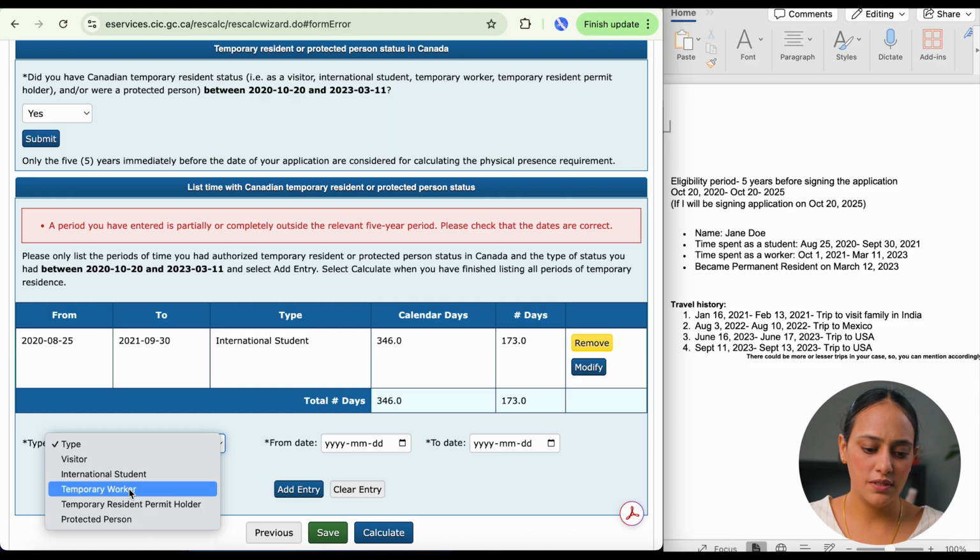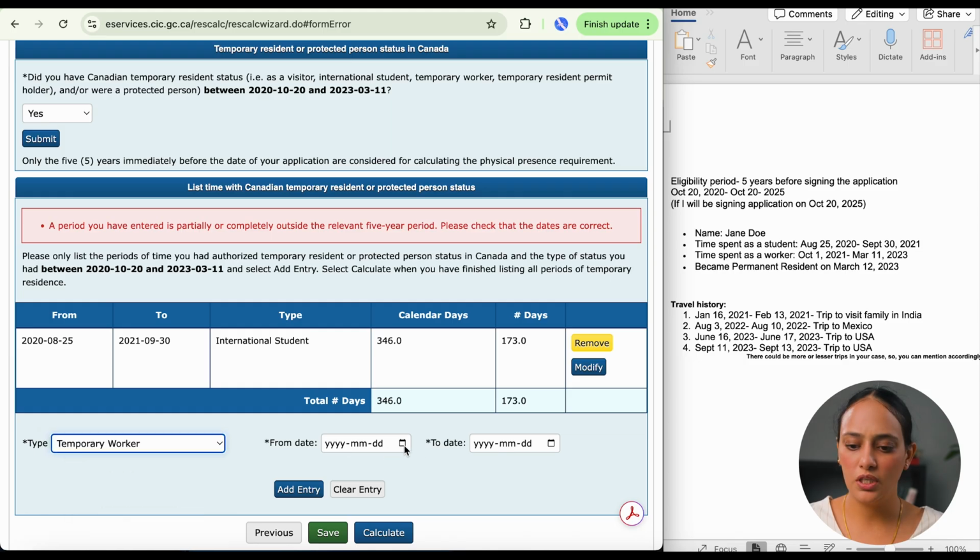After that, I was a temporary worker from October 1st, 2021 to March 11, 2023.